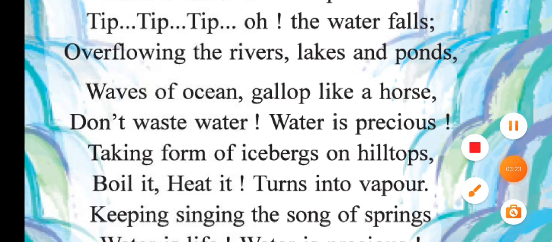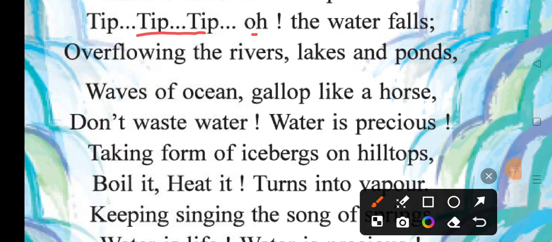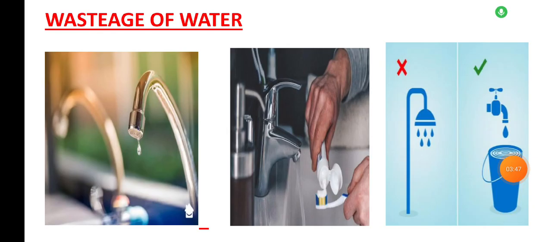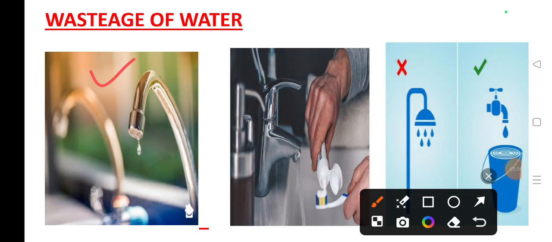Now next line, we will read the next line. Tip, tip, tip, oh, the water falls, overflowing the rivers, lakes and ponds. Yes, children, here the poet is saying that sometimes we are negligent and due to our negligence we waste water. So let's see the images. In this image you can see that in different activities we waste water. For example, the dripping of a tap, here the tap is leaking, we are leaking toilets. Sometimes we overwater the plants and lawns. Okay, so we should not do this.